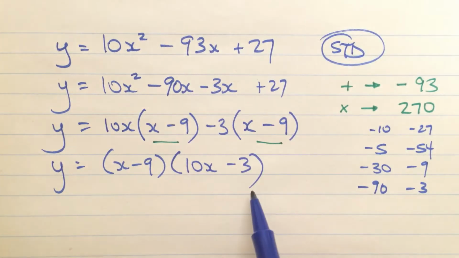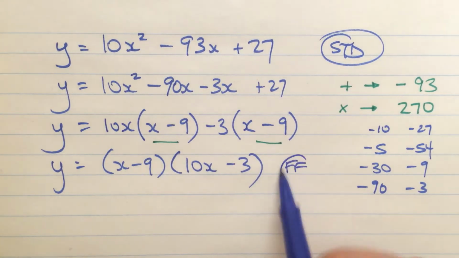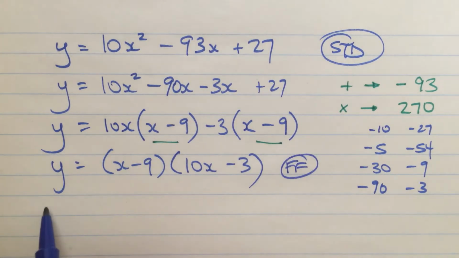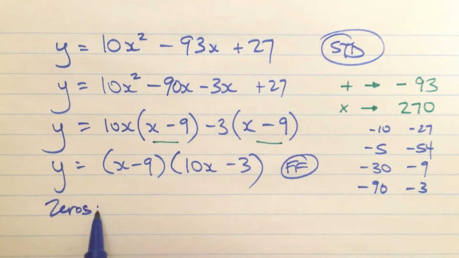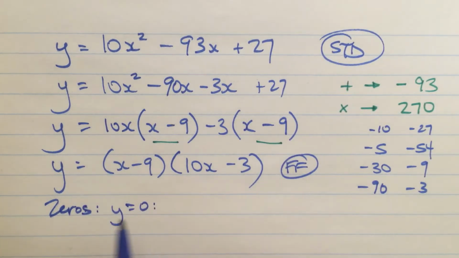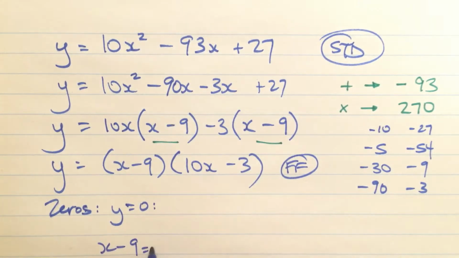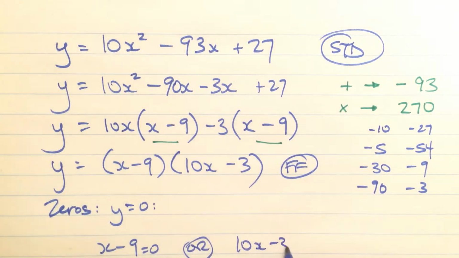Hey, you know what? This is factored form, so I'm ready to look at this and see the zeros. So for the zeros, y equals 0, and so x minus 9 equals 0, or 10x minus 3 equals 0.